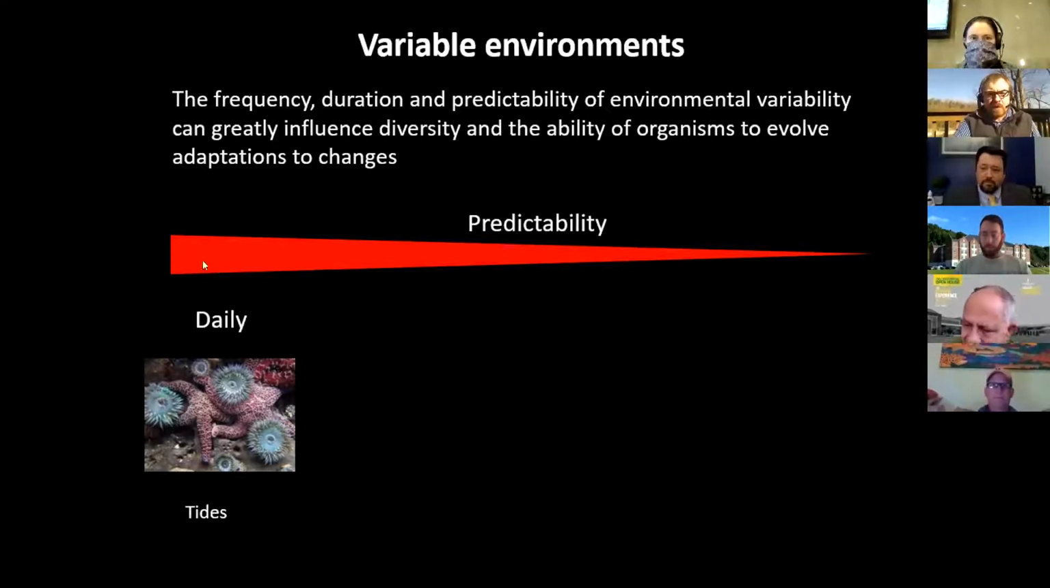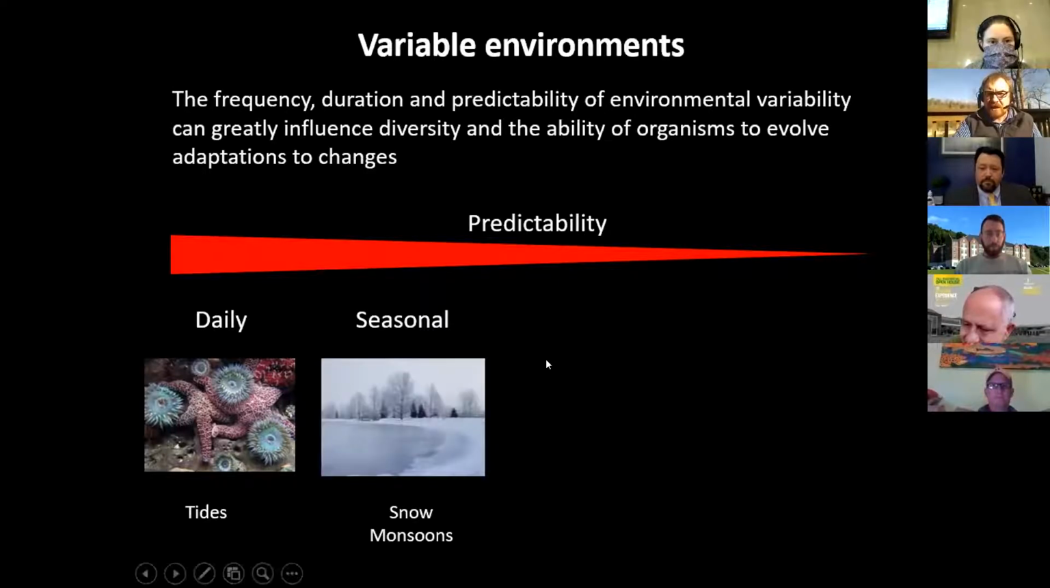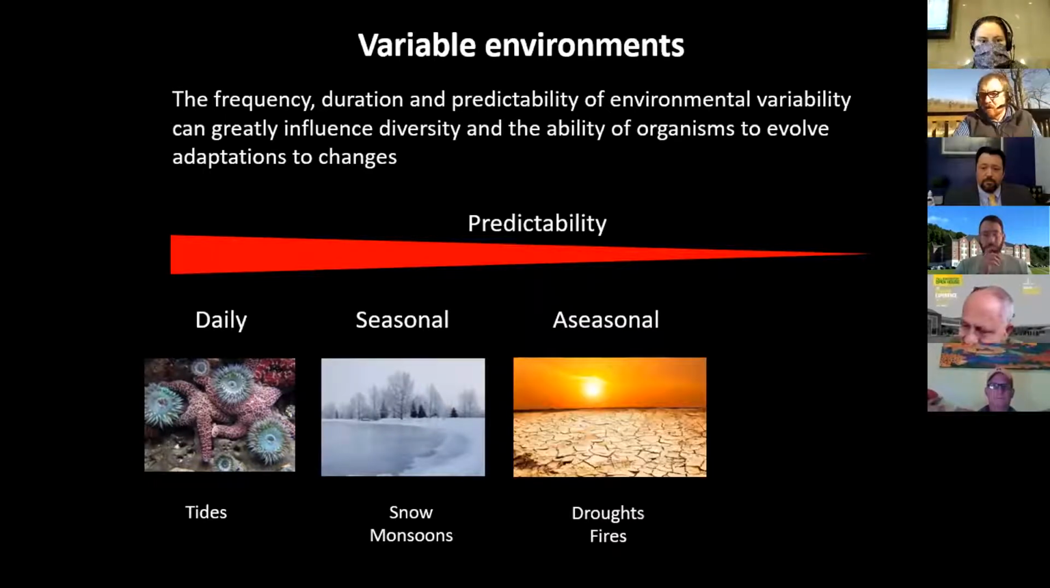While you might have some systems that are very predictable, with daily disturbances in terms of tides, where organisms might be above and below water multiple times during a day, other places are a bit more seasonal. Right now we're in winter, and so we've got organisms that migrated away or have gone into hibernation, organisms that are reliant on seasonal monsoons. Other disturbances are less predictable and more aseasonal, like droughts or fires.